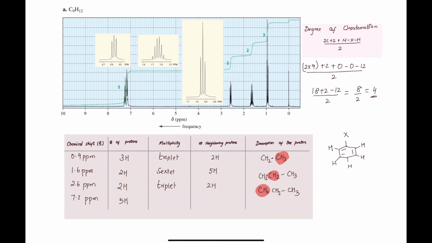We have already found this X because there are no other hydrogens present in this molecule other than the ones in the propyl group and the ones in the aromatic ring. So we can easily conclude that this X is nothing but the propyl group that we found using the values for the different peaks. On the whole, the identity of this compound, which has the molecular formula C9H12, is propylbenzene.